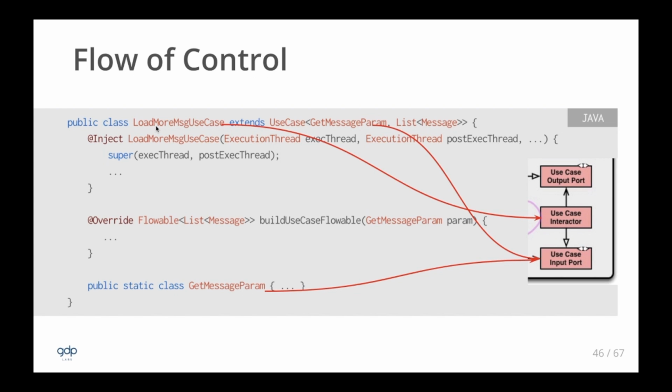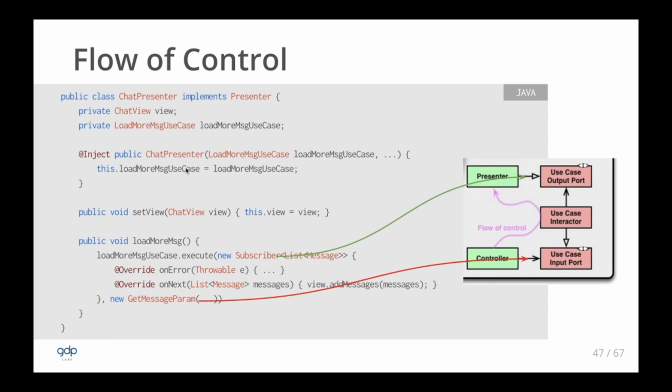And then we extend that abstract class use case into the implementation detail. For example, this one is load more message use case, and we have this the input is get message param. It's a class. This will be our input port. We also implement the abstract method from before, the put use case flowable, and the inside of this is our unique algorithm. And then we have this presenter class, chat presenter.